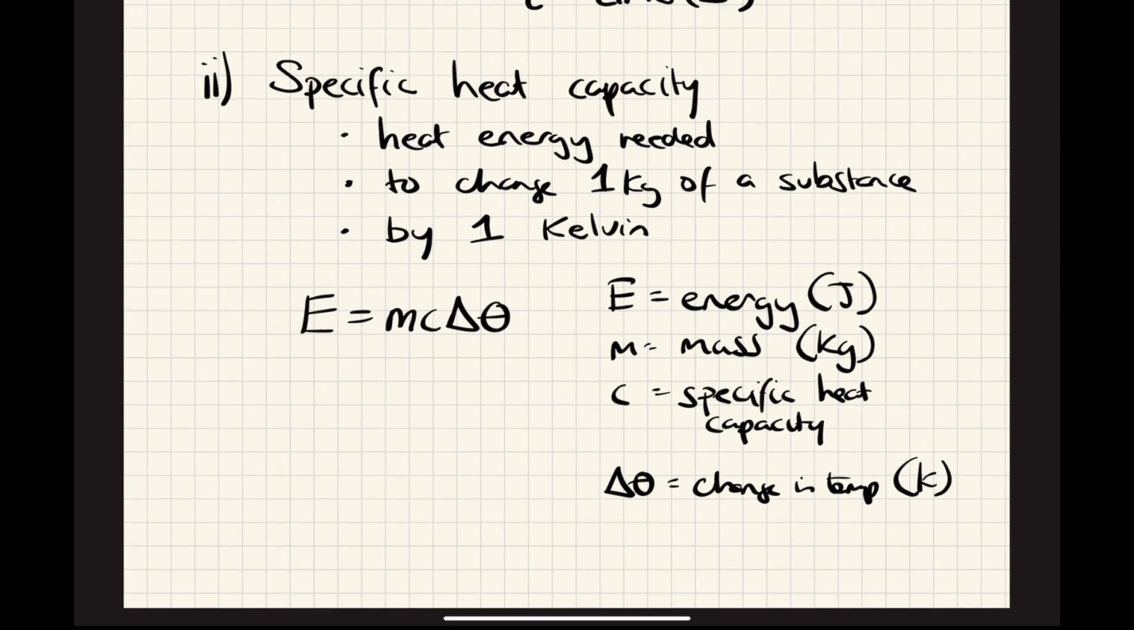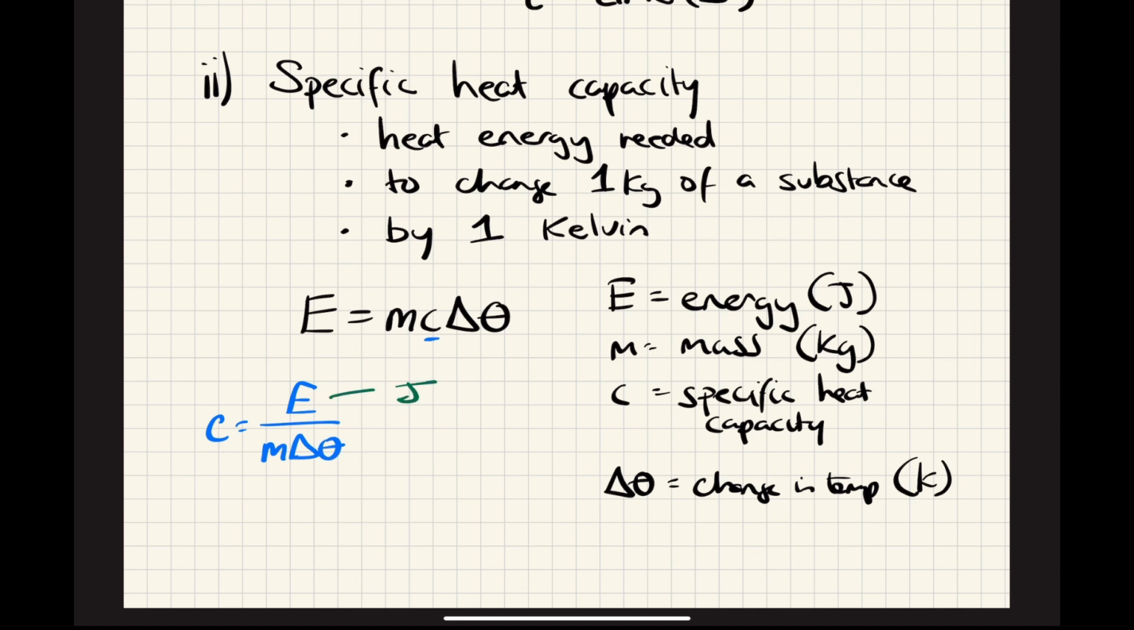Now, how do I find this unit if I don't know it? And this goes for any section. If you don't know a unit, make it the subject of the equation. So here I'm going to divide both sides by m and delta theta. So I end up getting that C equals E over m delta theta. And from this you can find the unit.